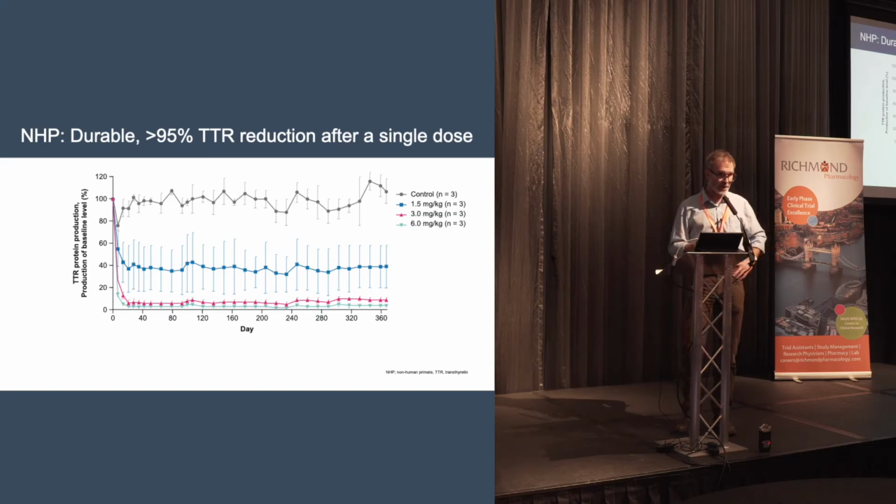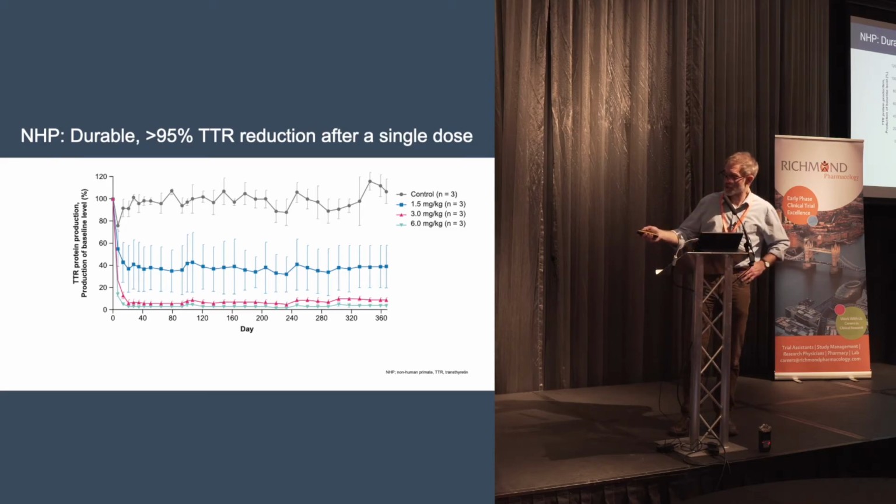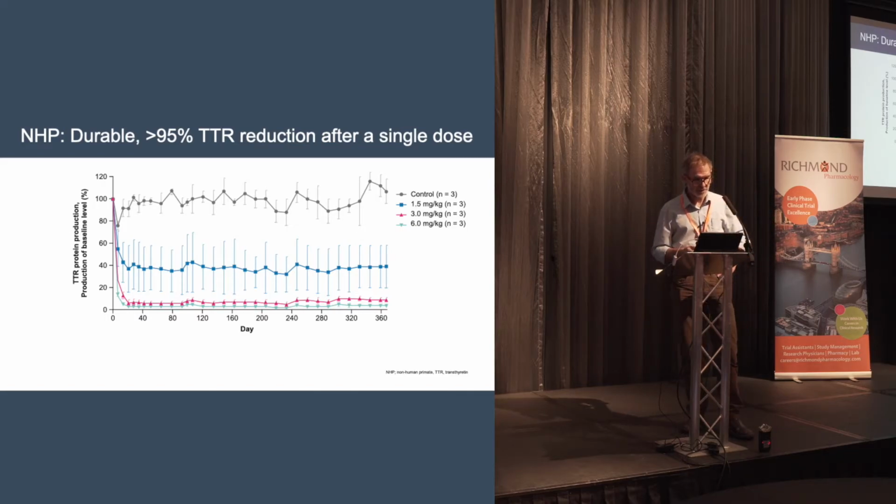So the preclinical in vivo study was conducted in the cynomolgus monkey using a surrogate LNP that is obviously specific for the monkey TTR gene. And what this graph shows is the percentage reduction from baseline in serum TTR protein concentration in monkeys receiving the LNP at these various different doses. And what you can see is that a dose of 3 milligrams per liter led to 95% reduction from day 28 after a single infusion, and essentially the monkeys were followed for 367 days.